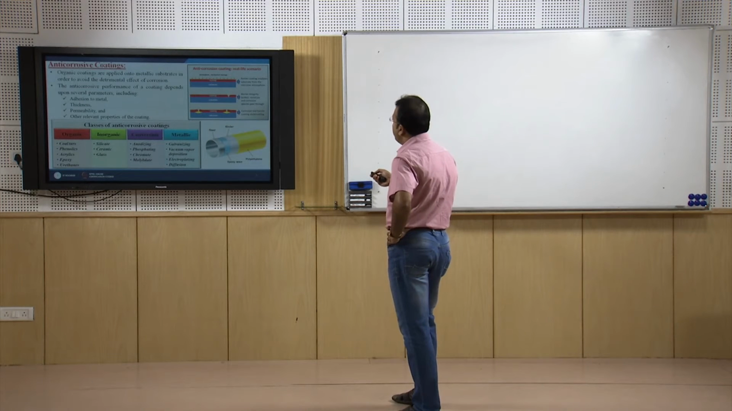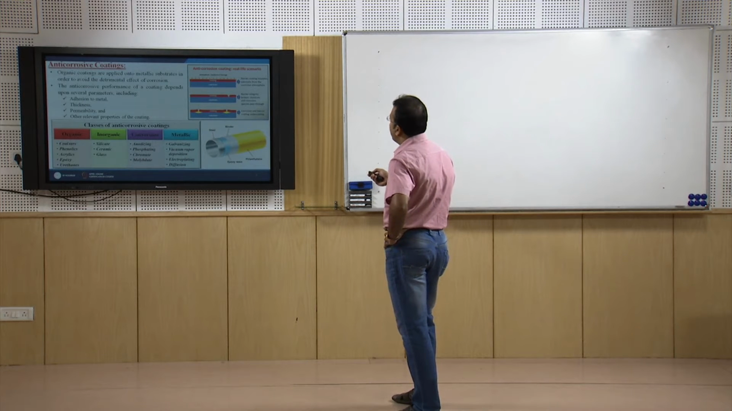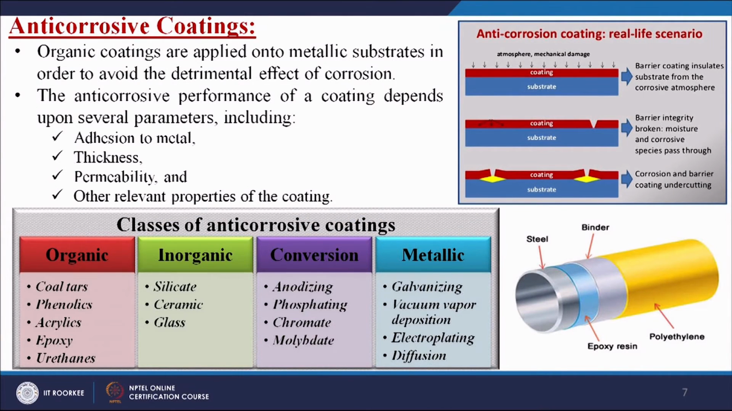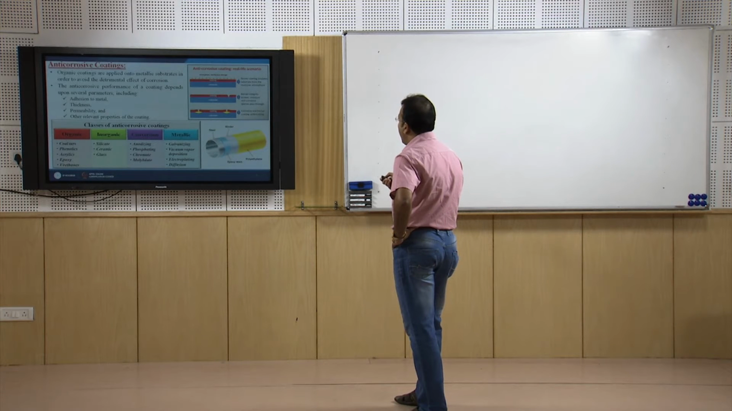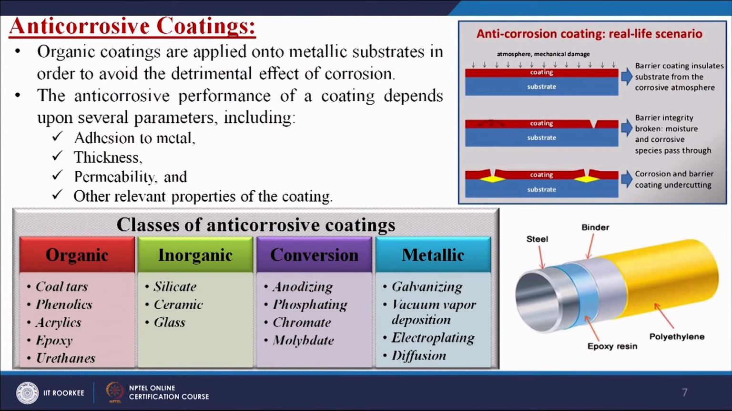So, here generally when we are talking about anti-corrosive coatings, what is the real life scenario? We have the substrate on which we are doing the coating, and on top of the coating the atmosphere or mechanical damage is acting. That means it is reacting with the environment or maybe some other shocks. Then what happens, after a certain time the barrier integrity is broken, moisture and corrosive species pass through the material and then directly react with the substrate and deteriorate the material properties. So, just to stop all these things we can go for anti-corrosive coatings.